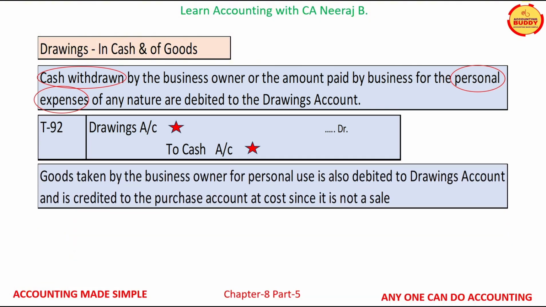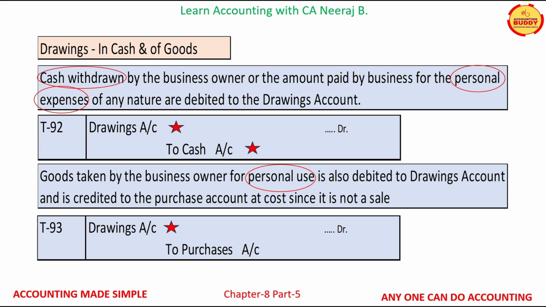Now when goods are taken by the business owner for personal use, it is also debited to the drawings account and it is credited to the purchase account at the cost because it is not a sale. Below entry is passed. Debit drawings account and credit purchases account.